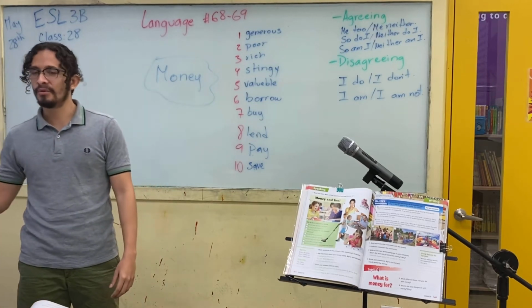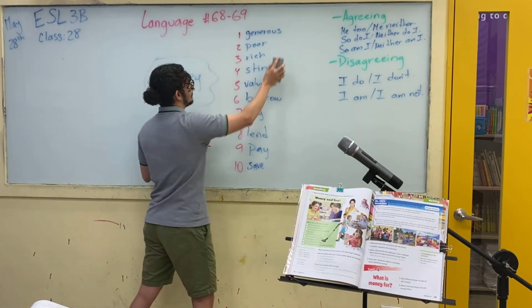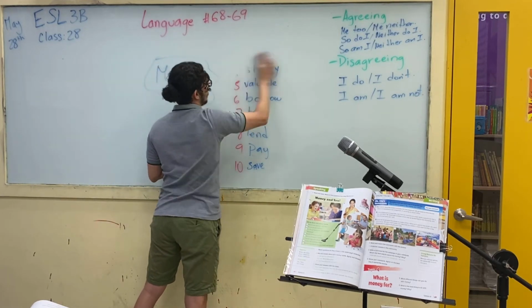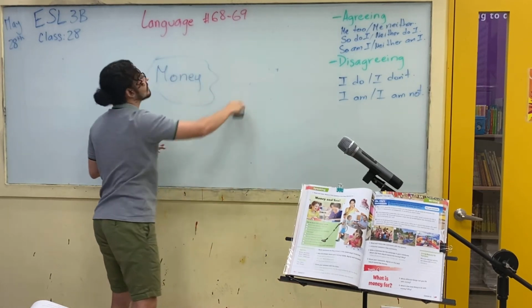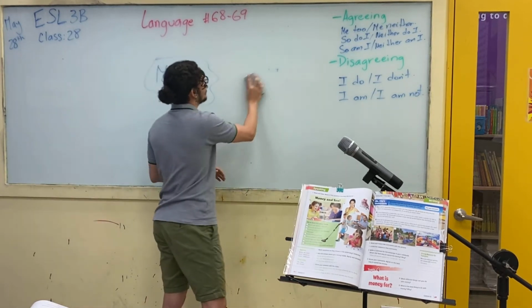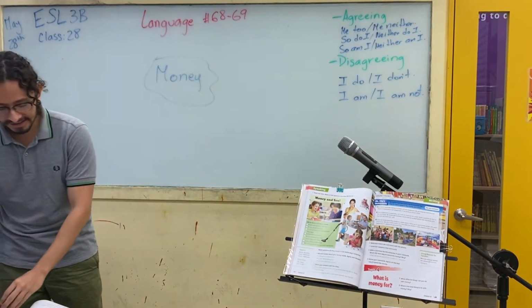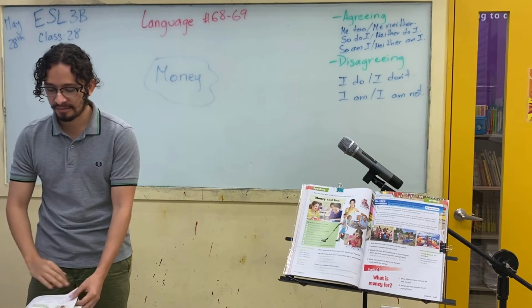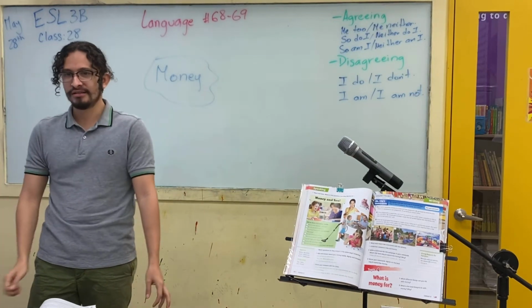And now we can go to language. So now I can erase this. So open up your language book on page 68 and 69. And for 68 and 69, we're going to talk about money actions, things that you can do with your money.